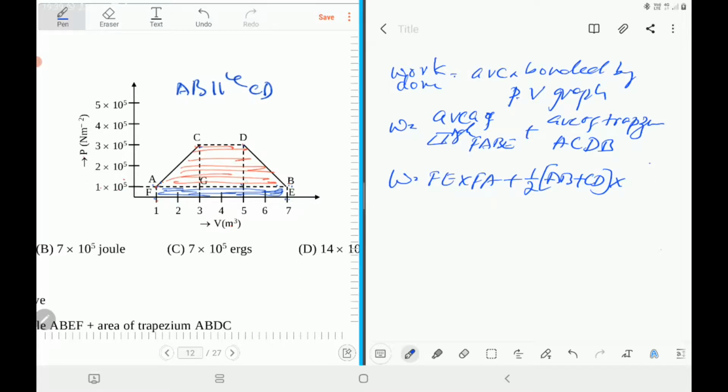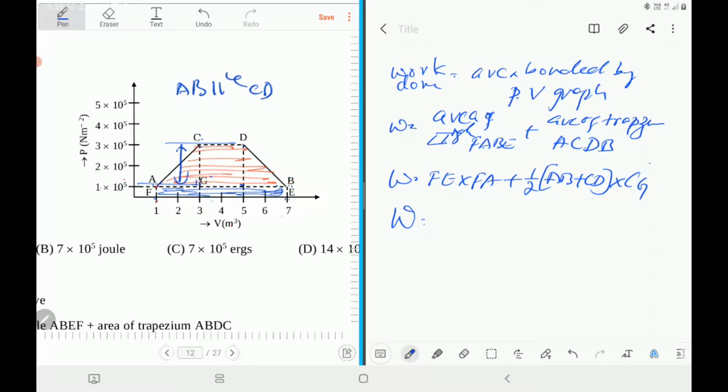What is perpendicular distance? From here to here, look here. D, C, G. C to G, he has marked already. Between these two lines, this is the perpendicular distance. That is CG.